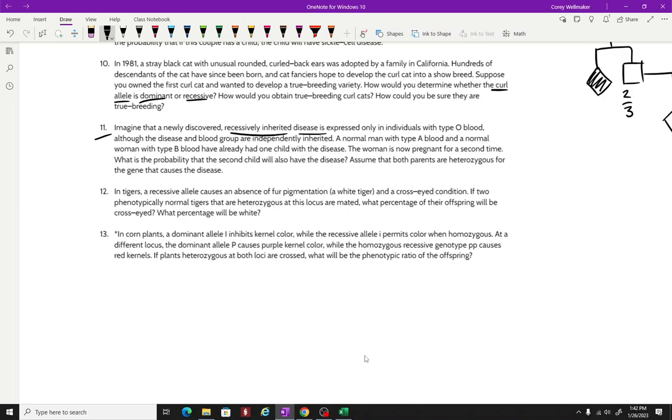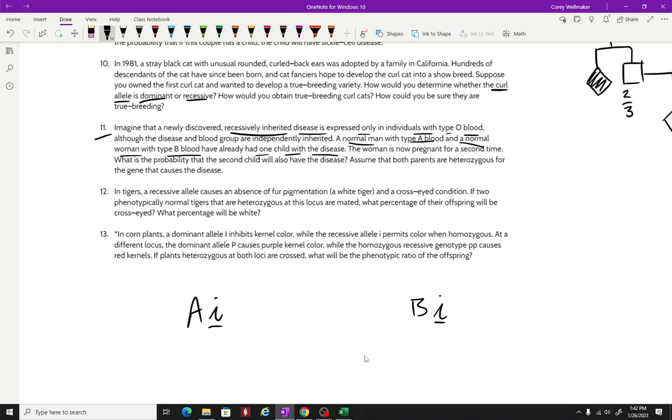Recessive inherited disease only showing up in type O blood people, even though type O blood is inherited independent of this disease. So you've got a normal man with type A blood and a normal woman with type B blood. You have one child with the disease. So that tells me that one parent is heterozygous for A, the other parent is heterozygous for B, and they have a child with the disease, right?